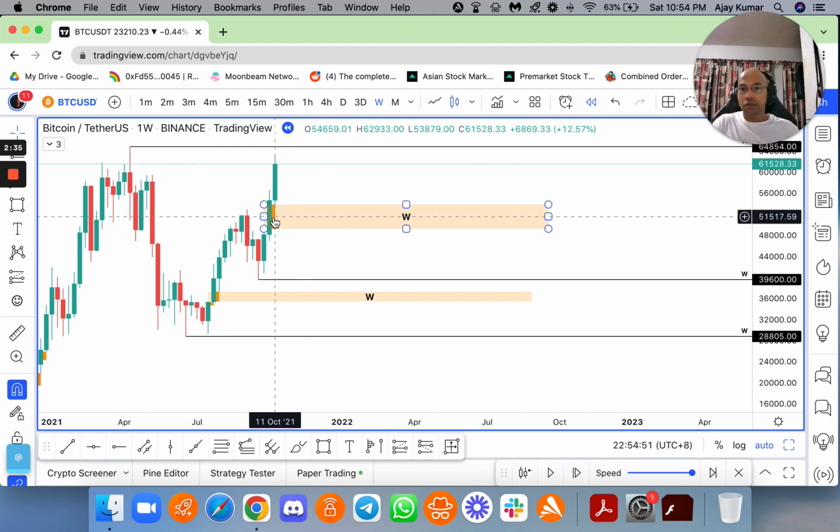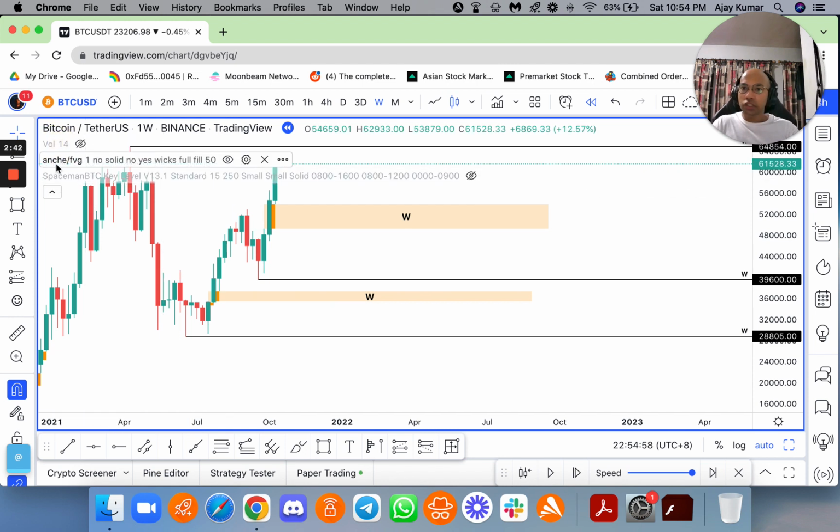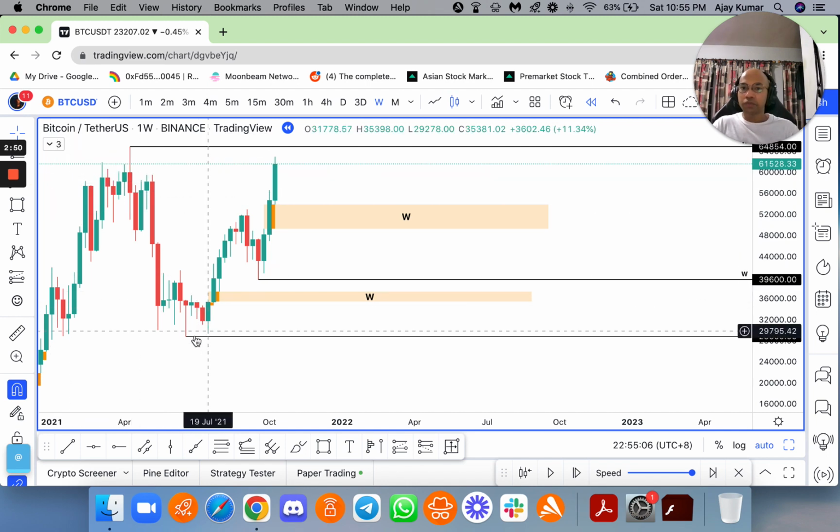The indicator that I'm using to show the fair value gap is the indicator by Anch, ANCHE. Here it is, and there you can manage the settings, fairly simple settings there. So you can do it yourself.